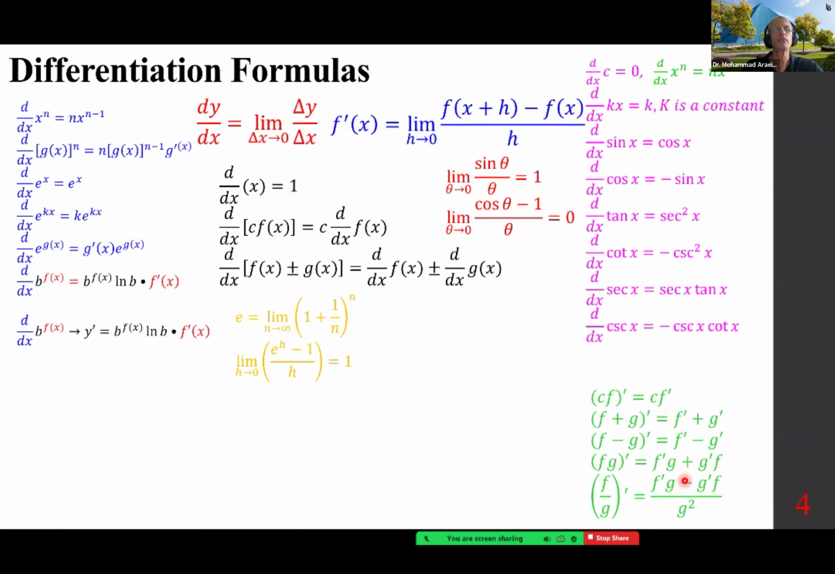So, the power rule again. Now, as far as the chain rule is concerned, the derivative of g of x to the power of n is n times g of x to the power of n minus 1, times g prime of x. The derivative of e to the power of x is itself. The derivative of e to the power of kx is itself times k, by the chain rule. The derivative of e to the power of g of x is itself times g prime, by the chain rule. And the derivative of b to the power of f of x is itself times ln b times f prime of x. This is by logarithmic properties. This is by the chain rule.